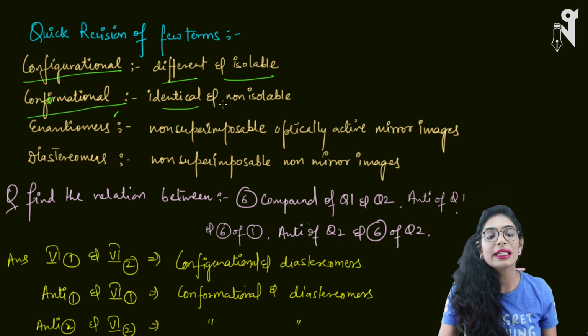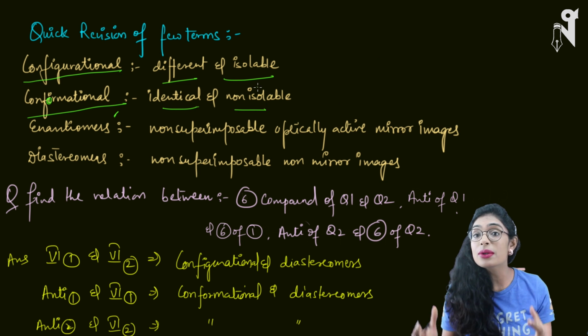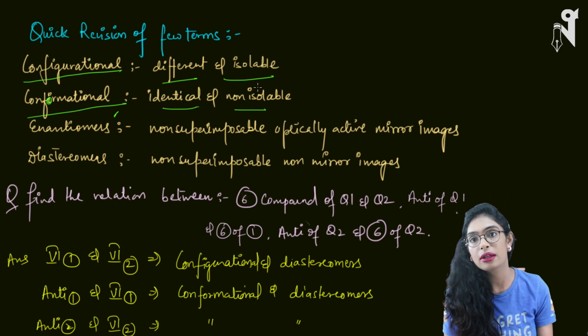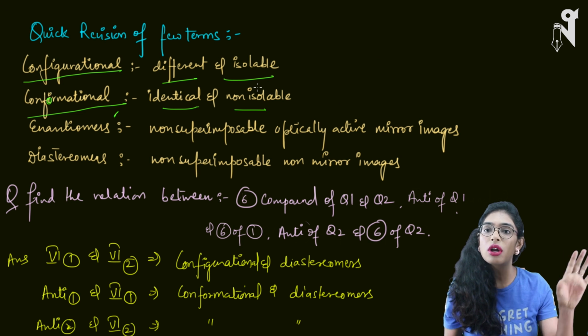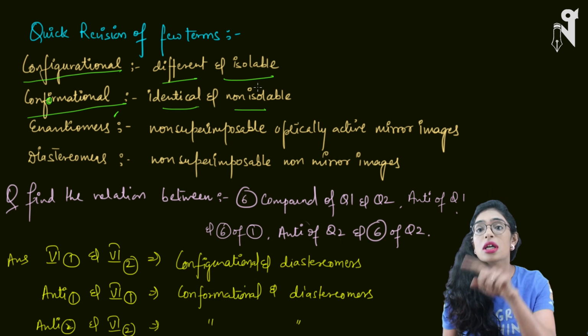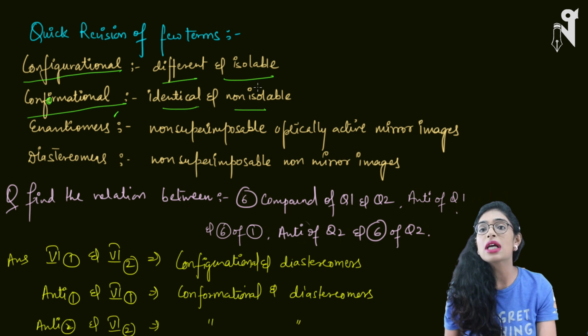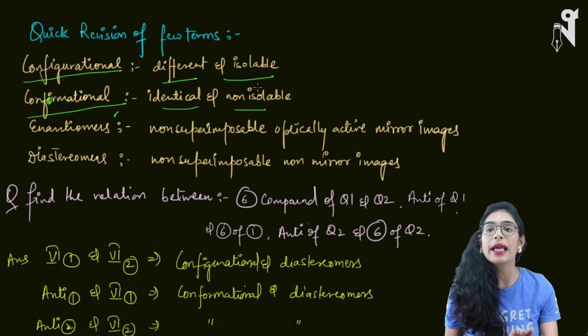Conformational isomers are identical and non-isolable because they are conformers of each other. So they are going to be identical. Just remember this and use it. Configuration means change in configuration. Conformation means change in the conformers, where conformers are non-isolable and identical.